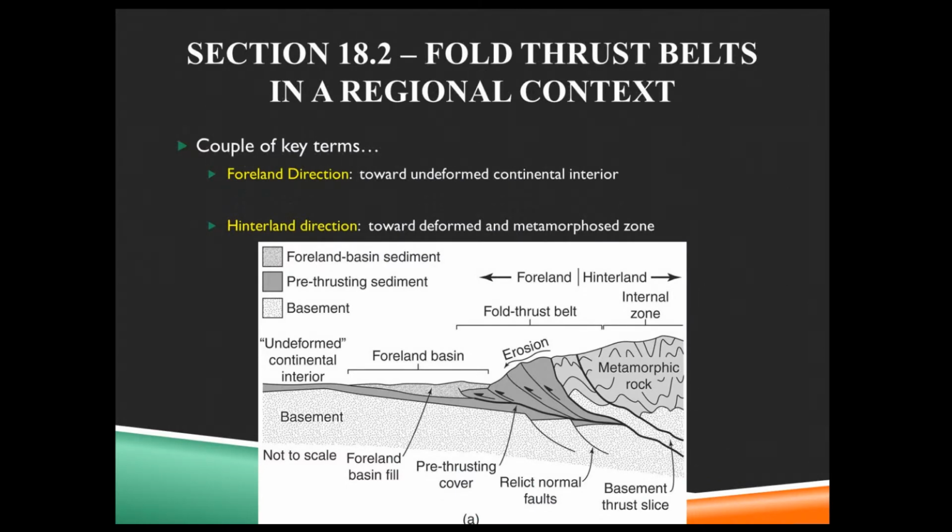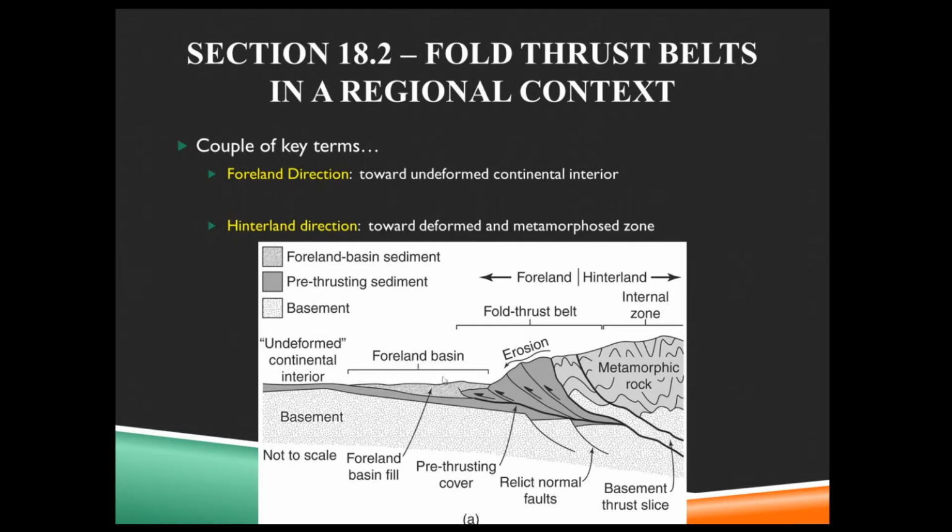So a couple of key terms: foreland direction and hinterland direction. This lets us know where we're talking about. The foreland direction is toward the undeformed continental interior. So for a mountain range formed by compressive stresses, the foreland direction is on the side of the mountain range toward the continental interior that's been undeformed by the orogenic process. The hinterland direction is toward the deformed, metamorphosed zone.